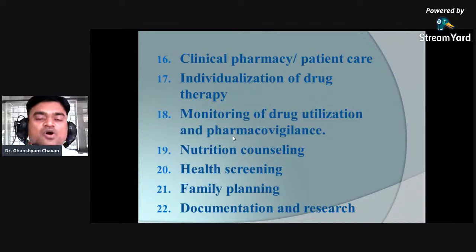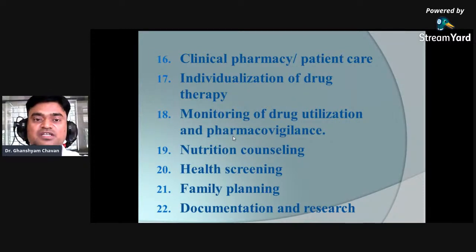Monitoring of drug utilization and pharmacovigilance. Once the therapy has been started, there is a role of pharmacists to monitor the patients whether the drugs are producing the right effect or not. The therapy is going in the right direction or not. If any adverse effect or drug interaction is going on, he should notice that. He should check the patient. He should come in touch with the patient for any negative or positive effects.